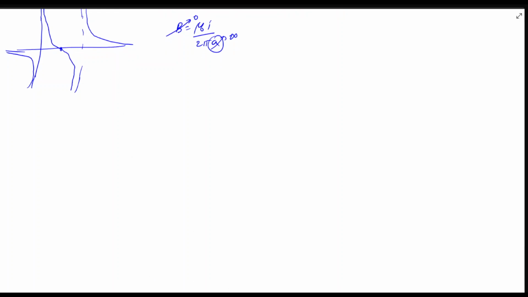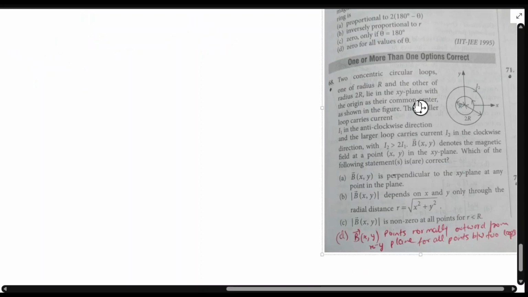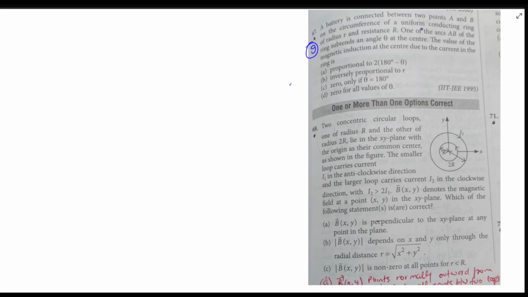Ninth question, we'll move on to. Right? So we have ninth question. In this, a battery is connected to 2 points A and B on the circumference of a uniform conducting ring of radius R. Okay, so we have a ring. So we have a ring like this.